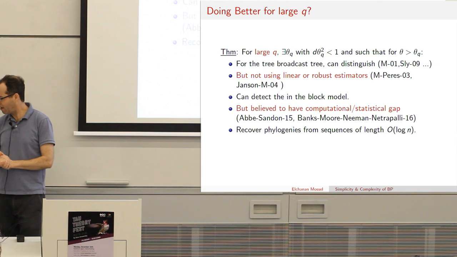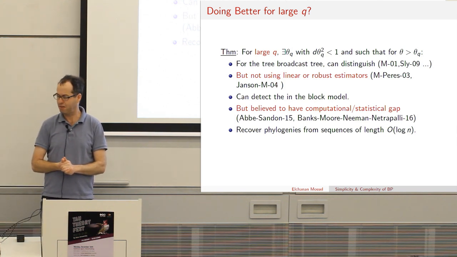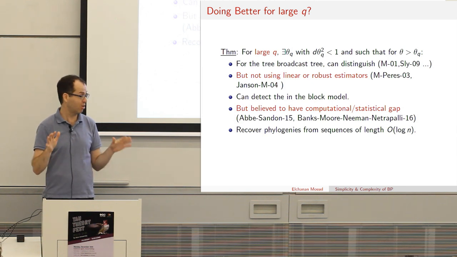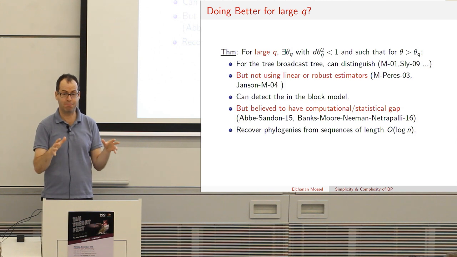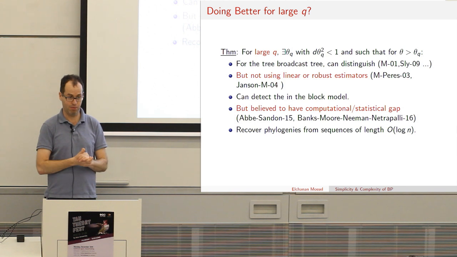So there was a large body of work on the block model, including the original paper. All of this large sequence of work has the conjecture that once you go below d theta squared equal to 1, you cannot do it in polynomial time. So of course, this is just a conjecture. It's an average case problem where the conjecture is that once d theta squared is less than 1, you cannot do it in polynomial time, even though information theoretically it is possible.